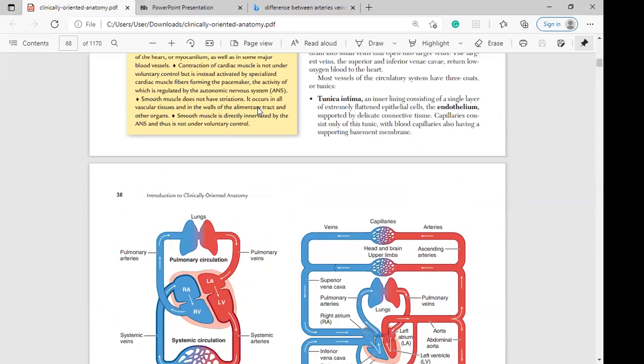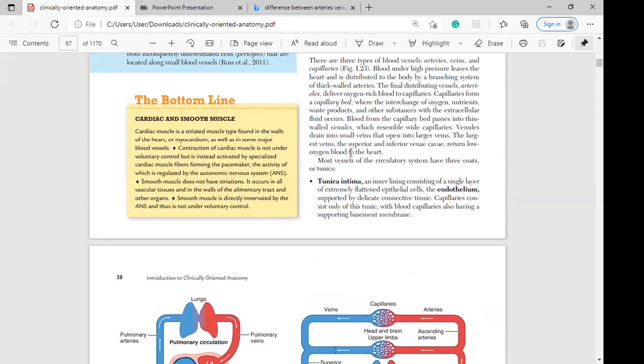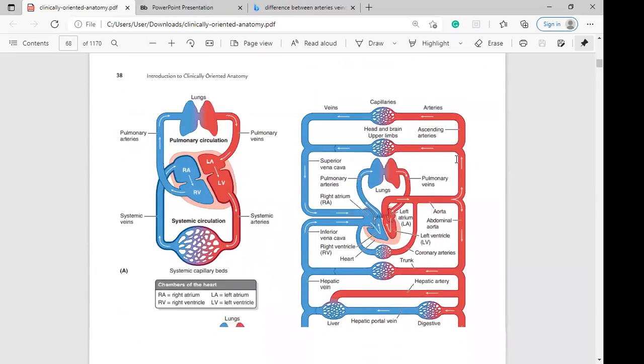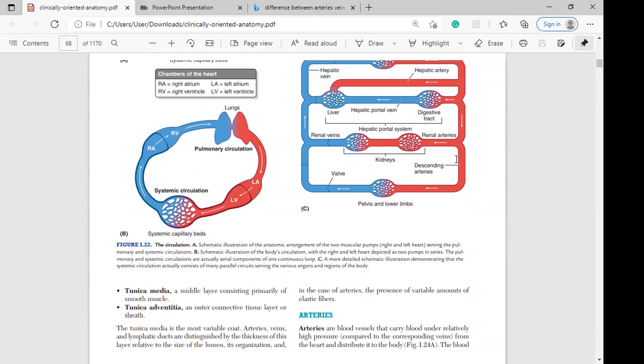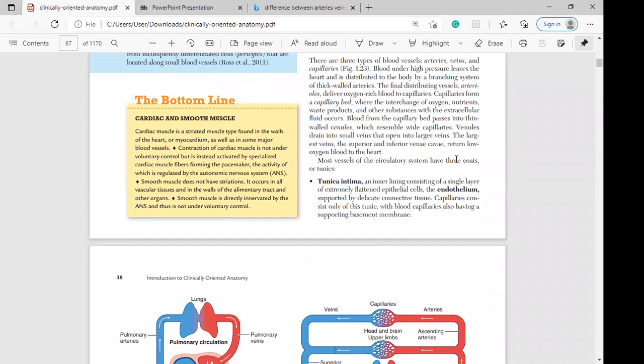Here you will find that most vessels of the circulatory system have 3 coats or 3 tunics. The 3 tunics are Tunica Intima, which is the innermost layer, Tunica Media, which is the middle layer, and the Tunica Adventitia, which is the outermost layer. Tunica Intima is the inner lining consisting of a single layer of extremely flattened epithelial cells called the endothelium.